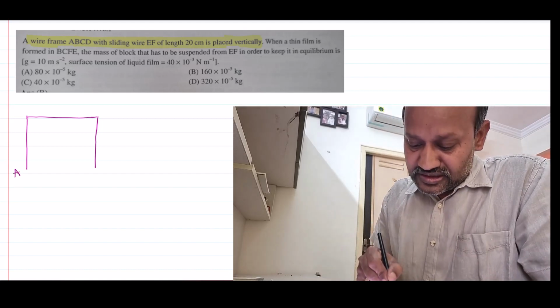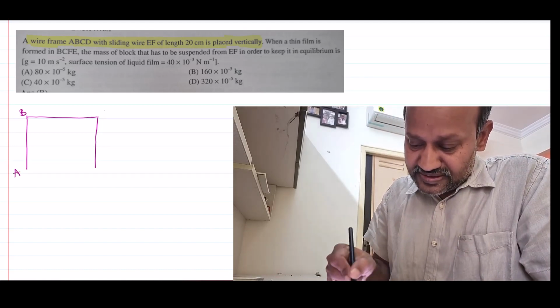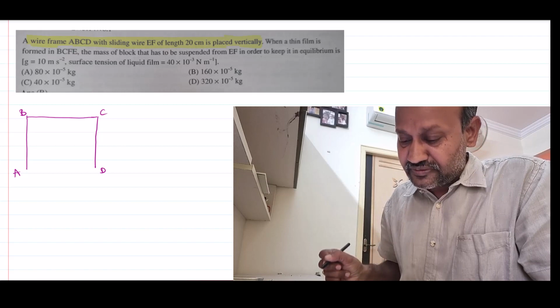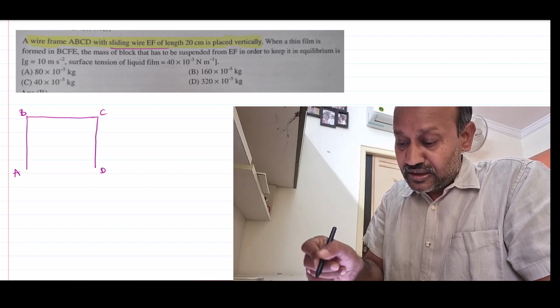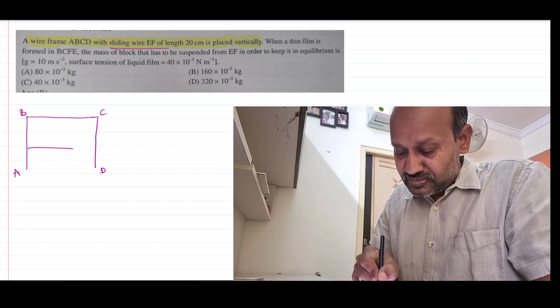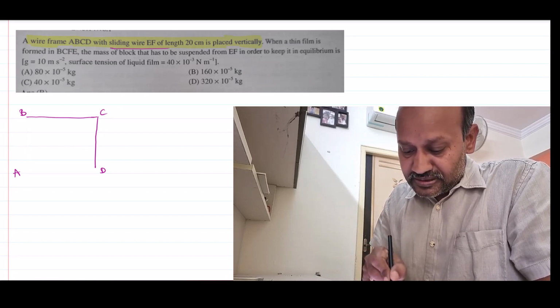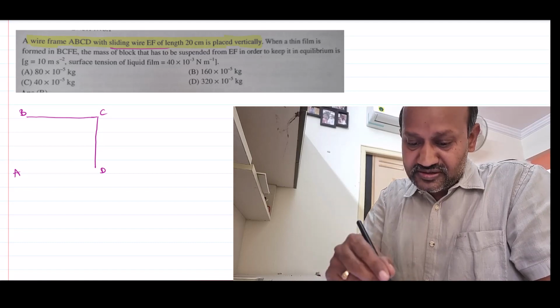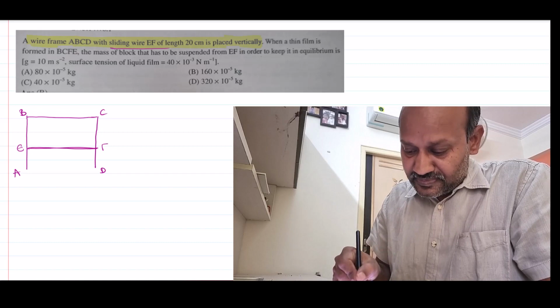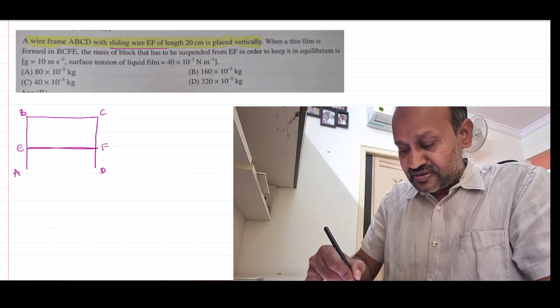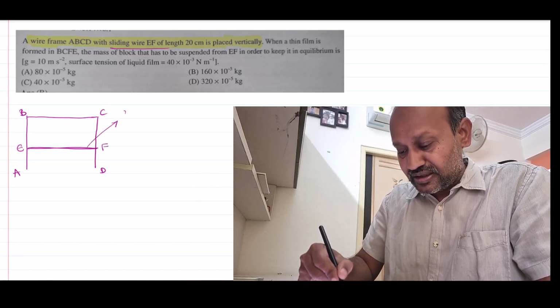If you call this frame ABCD, this name is not that important for us. This part is important: the sliding wire EF. So assume this is my sliding wire. I'm naming that sliding wire as a test one. Yeah, this is the sliding wire. So this is what we mean by the sliding wire given in the problem.